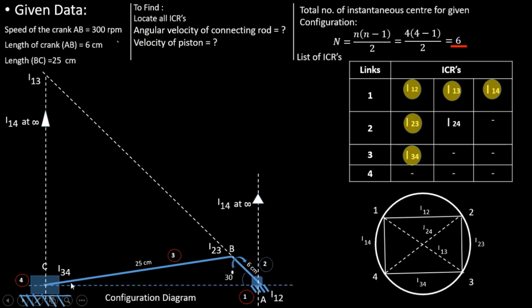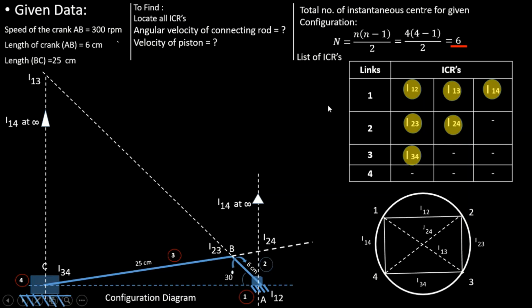So draw the line through 3, 4 and 2, 3. Then it will intersect this vertical line. So the intersection is nothing but the instantaneous center I24. So we have located instantaneous center I24, which is neither fixed nor permanent in nature. So in this way we have located all the instantaneous centers for the given configuration of the single slider crank mechanism.